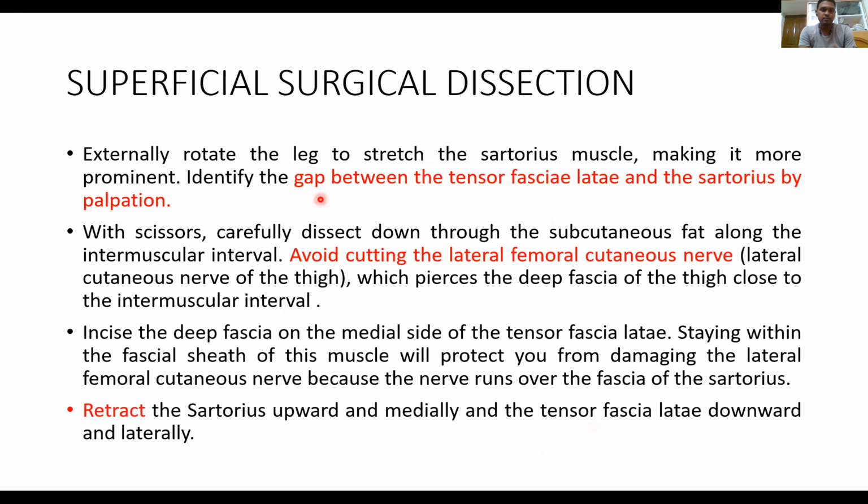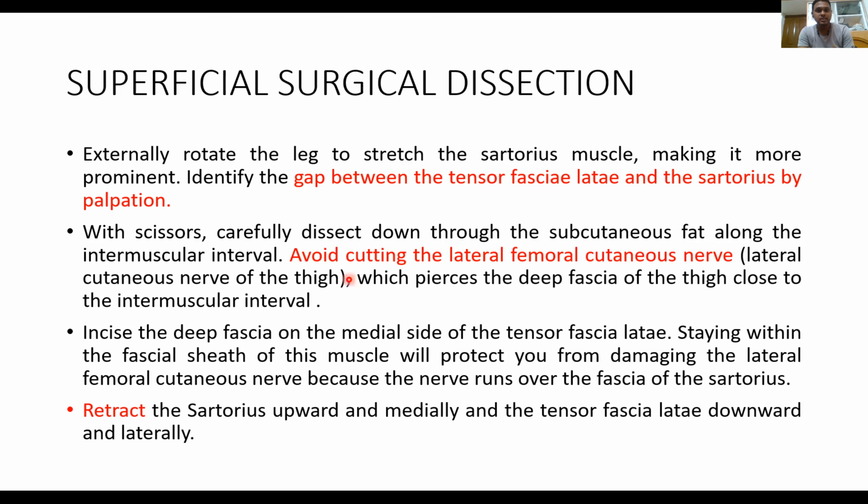You can see the thing which is highlighted in red. Identify the gap between tensor fasciae lata and sartorius, that is between the lateral and the anteromedial part of the muscles, by doing a palpation. I will show how to palpate that underlying when you are doing a surgery. With scissors, you can do a blunt dissection. In this area, you must know that the lateral femoral cutaneous nerve of thigh passes the deep fascia of thigh, which is close to this intramuscular interval.